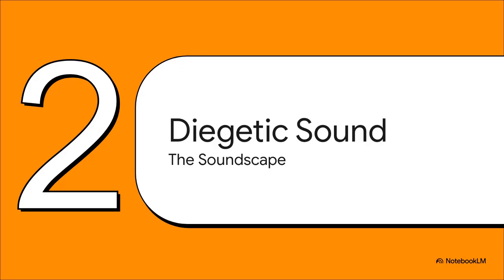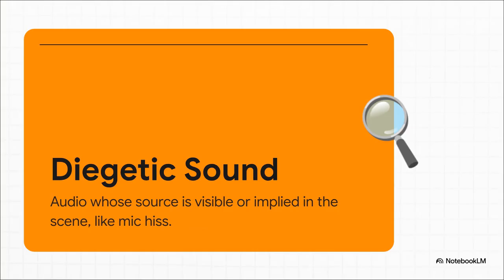Okay, moving right along to layer 2, designing the diegetic sound. Because a truly immersive scene isn't just seen, right? It has to be heard. The prompt explicitly demands no music or soundtrack, opting instead for purely diegetic sound. If you're not familiar, that just means audio whose source is visible or implied right there in the scene itself. We're talking about a quiet room tone hum, the electrical hiss from the condenser mics, maybe the occasional creak of a chair or the soft shuffle of papers. By dictating these really specific, intimate audio cues, the creator ensures the digital environment feels tangible.